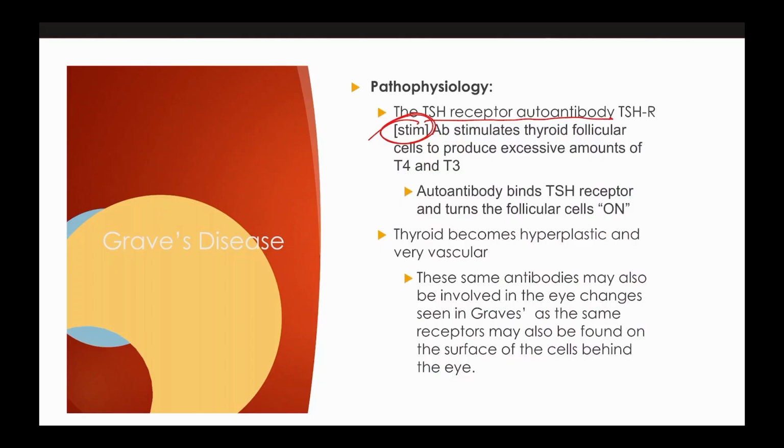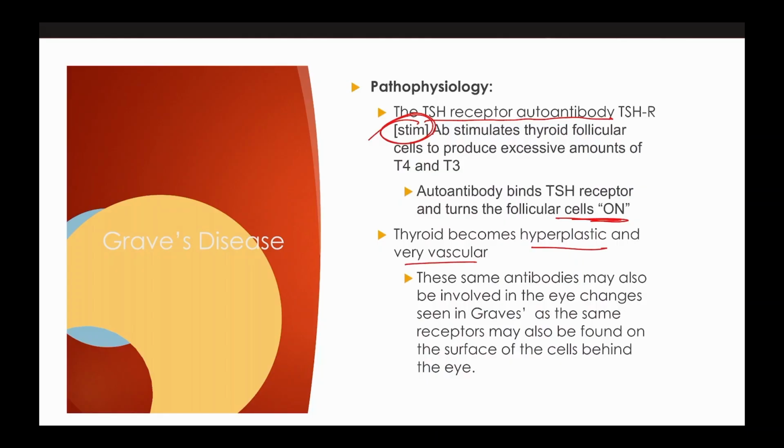That's all it does. It sits in the receptor for TSH, this autoantibody, and turns on the thyroid gland to make more and more hormone. Okay? And turns them on. That's all Graves' disease does. It's an autoimmune disorder, produces these antibodies. It's a TSHR antibody. Thyroid becomes very hyperplastic, very vascular.